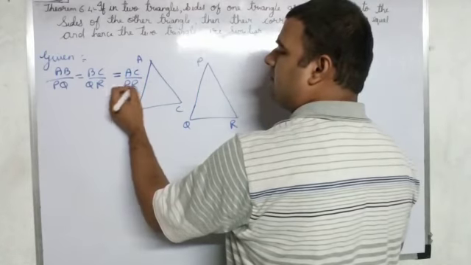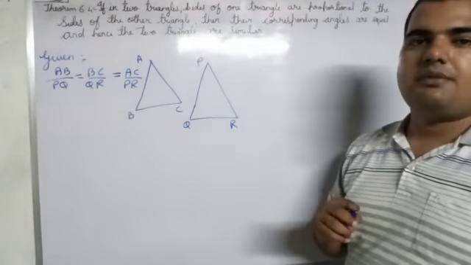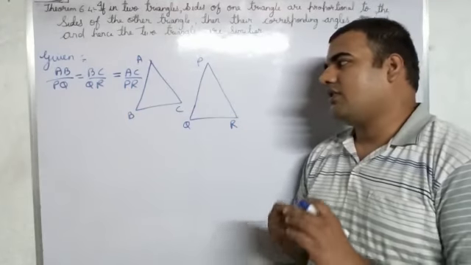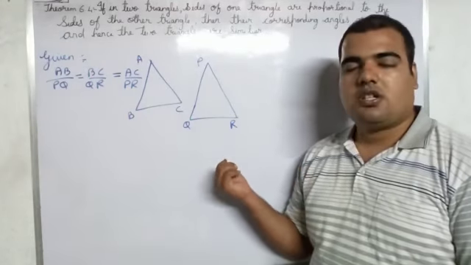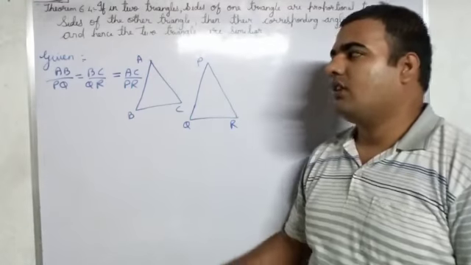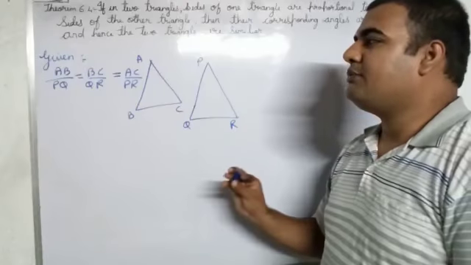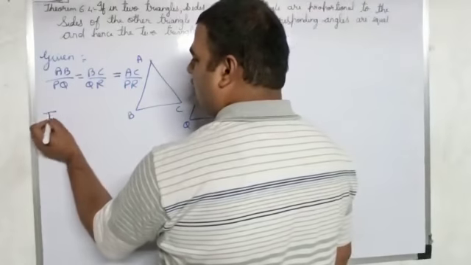This is given. Right? We know the meaning of similar triangles. Yes, we know the definition: the sides are in proportion and the angles should be equal. But right now, suppose we don't know anything, what do we need to prove? See, to prove.